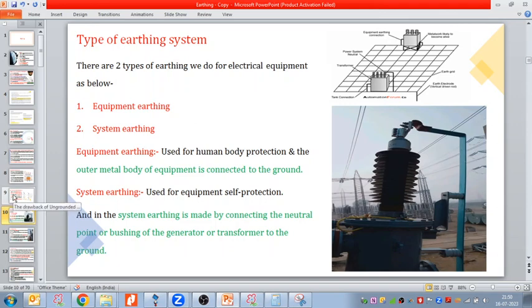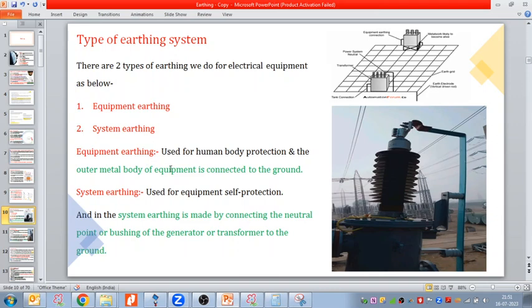For any electrical equipment, usually we take two types of earthing system. As you can see over here, this is a neutral bushing of the transformer which is connected to the ground with the help of a metal strip. To isolate it from the metal body, we have provided insulators. In another picture, the neutral is connected as well as the outer enclosure body of the equipment is also connected to the grounding grid or grounding mat. Considering these two cases, there are two types of earthing we do for electrical equipment. First is the equipment earthing and second is the system earthing.